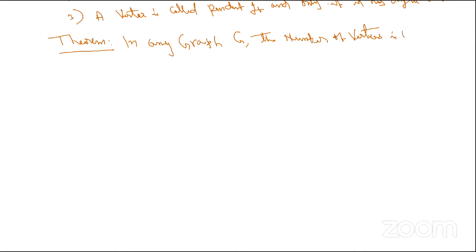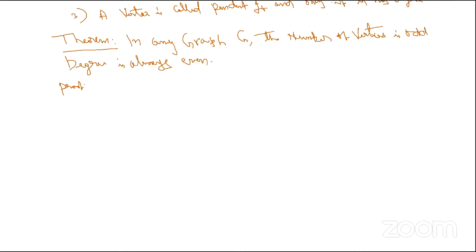The number of vertices of odd degree is always even. Proof.